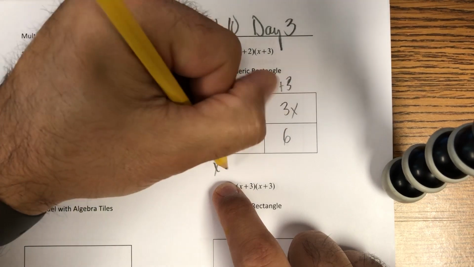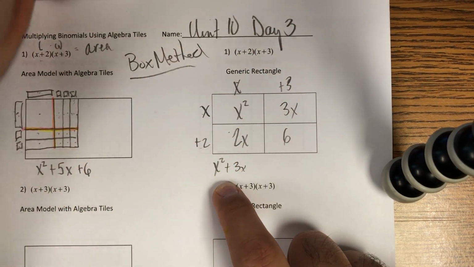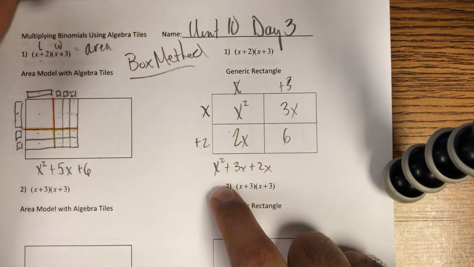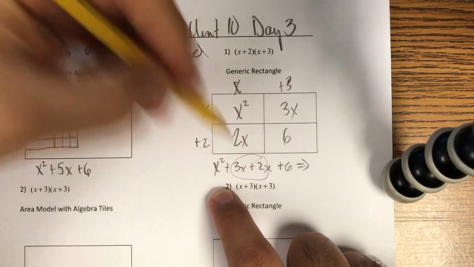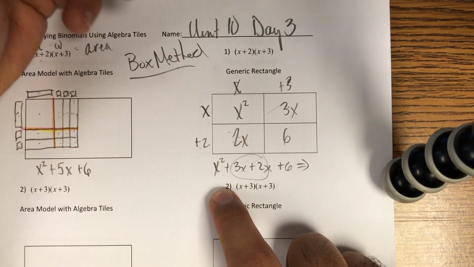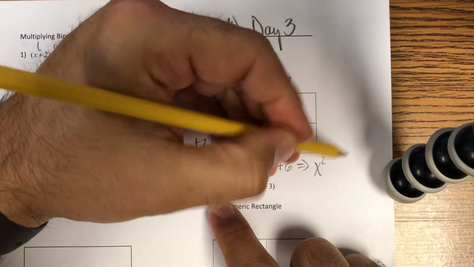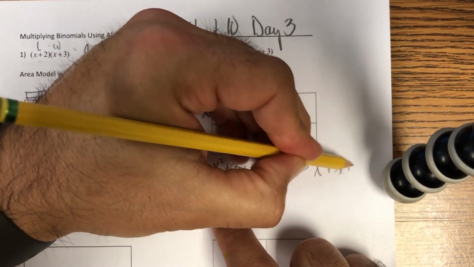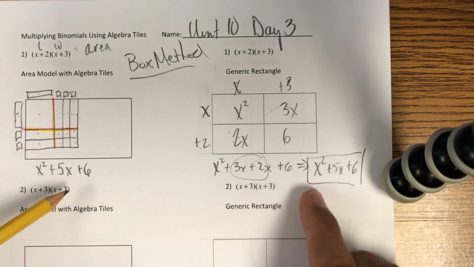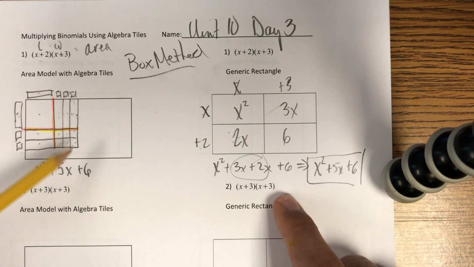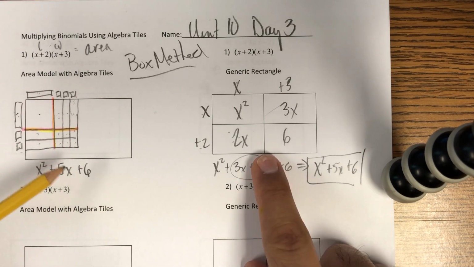We've got x squared plus 3x plus 2x plus 6. We combine like terms right here in the middle. These are the same. X squared plus 5x plus 6. And we've got the same answer. So we can use the algebra tiles, or we can use box method.